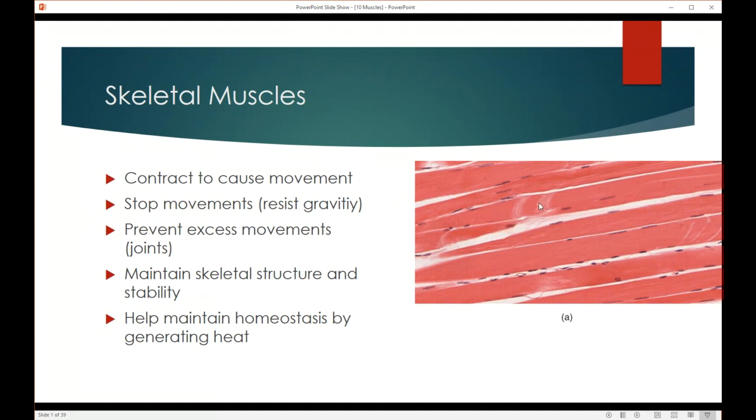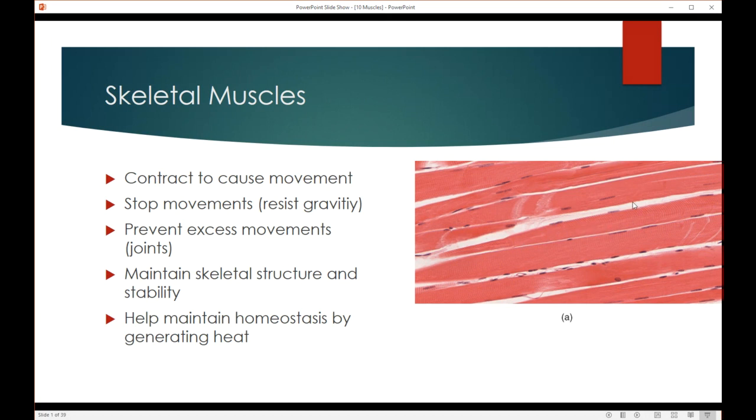Okay, so skeletal muscles, this is a picture of skeletal muscles. They're going to contract in order to cause movement. They stop movements in the sense that they resist gravity, right? So as we're just sort of standing or even walking, they resist that gravity. They prevent any excess movements at our joints. They maintain our skeletal structure and stability, and they help to maintain homeostasis because they generate heat.